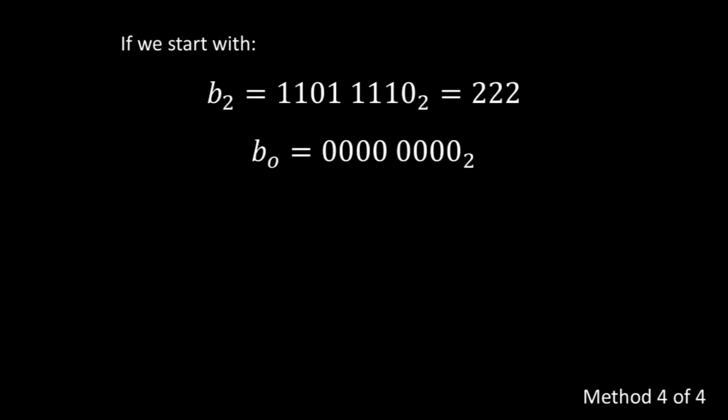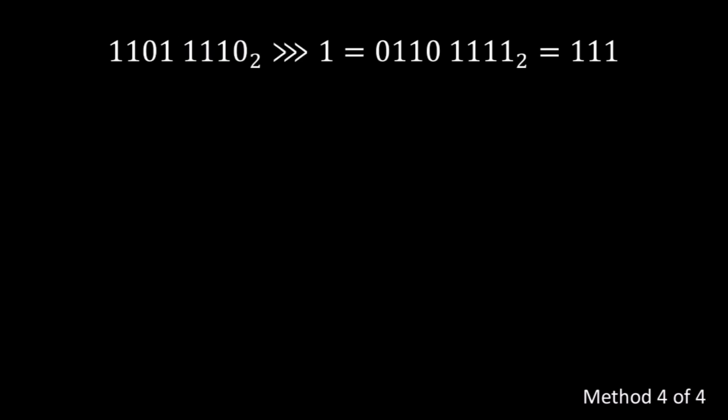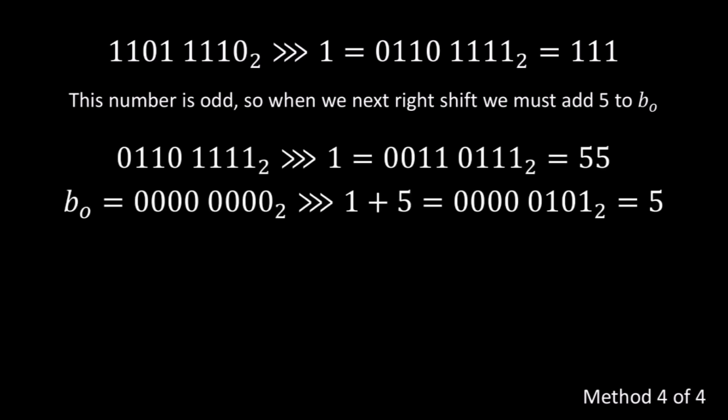So again, we start with 222, which is our fixed point value, and B0 starts as 0. We start by right shifting, and this is the exact same steps as the previous method. We right shift 222 to give us 111. Now, because 111 is odd, the next time we right shift, we must add 5 to B0. So 111 right shifted gives us 55, and B0 is right shifted, which gives us 0, and then we add 5, which gives us 5.